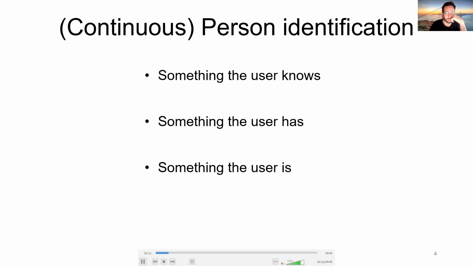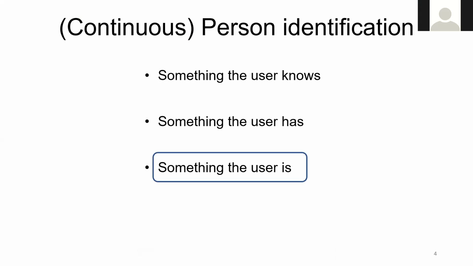Person identification can be done using three different methods. Something the user knows, which can be a password. Something the user has, a token for example. And something the user is, which can be his appearance, behavior, fingerprint, and so on. This work deals with the something-the-user-is approach.